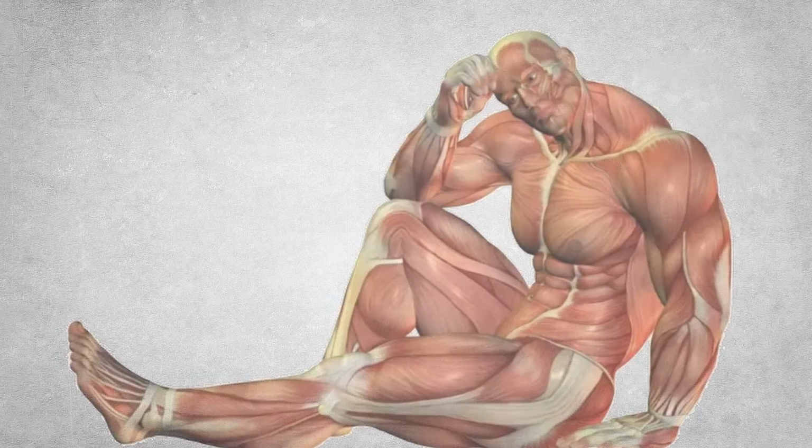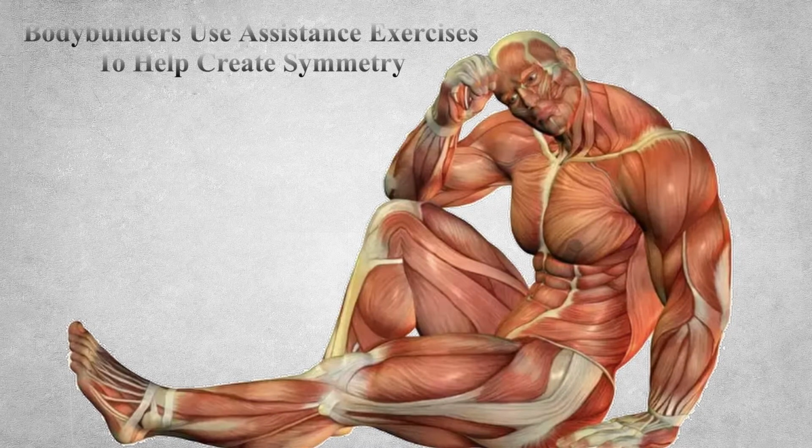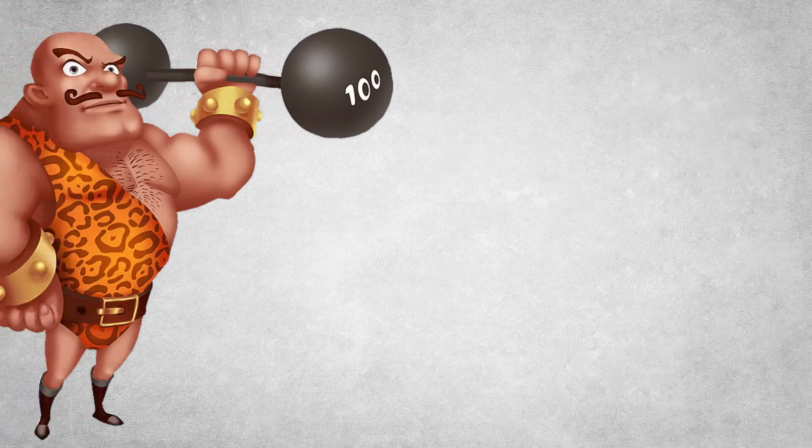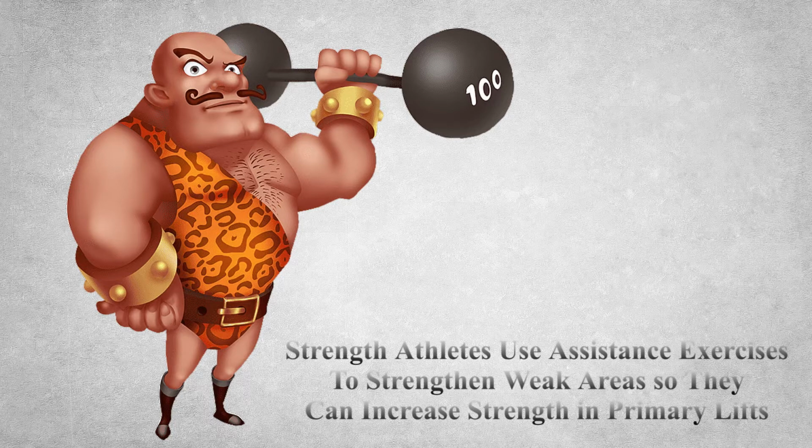Aesthetic athletes, aka bodybuilders, purposely insert assistance exercises into their program and use them to create muscular symmetry around each joint. Strength athletes like powerlifters and strongmen purposely insert assistance exercises into their programs as well and use them to primarily increase strength at their weak areas, or what's called sticking points, in their primary lifts.